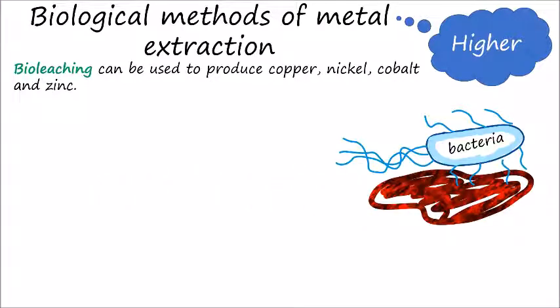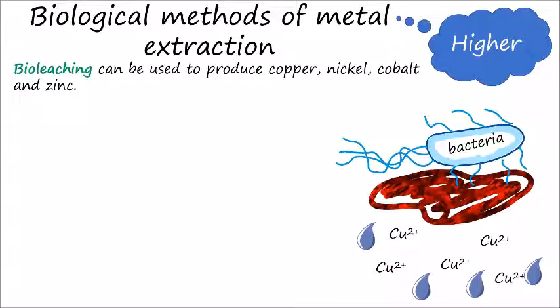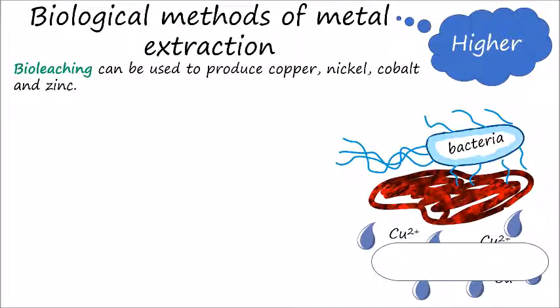Bioleaching has a number of advantages. It can be used on lower grade ore. It also does not produce the polluting sulfur dioxide gas that extraction by heating with carbon potentially produces. And you don't have the expense of heating the metal compound. However, bioleaching has a disadvantage of being a very slow process and can potentially produce sulfuric acid, which can be damaging to the environment.